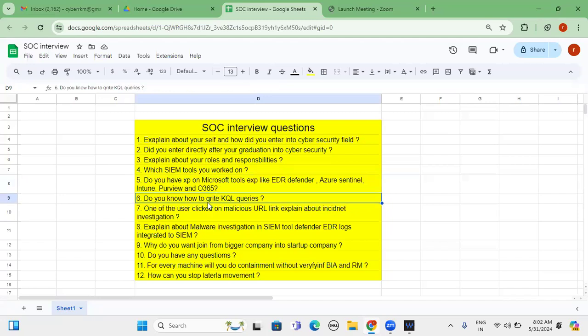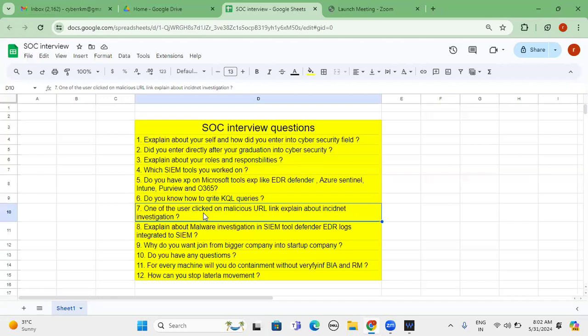The sixth question belongs to the fact that the client is using Azure Sentinel. So do you have any experience on writing KQL queries? Obviously, Azure Sentinel will use KQL, the Kusto query language. Everybody will expect it. So for investigation purposes, we have to use KQL queries.